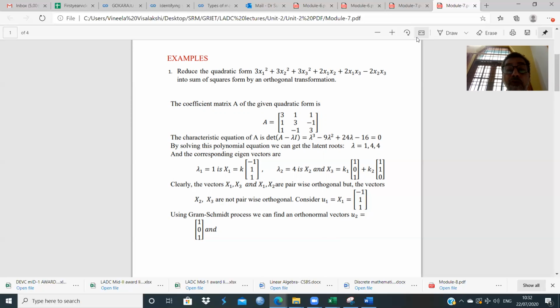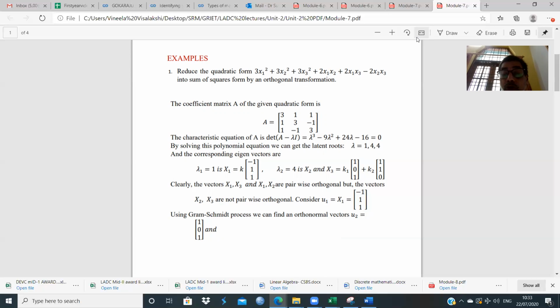So from the quadratic form, first we write the symmetric matrix [3 1 1; 1 3 -1; 1 -1 3], where the diagonal elements are the coefficients of the squared terms in the quadratic form. So you find the characteristic equation and the eigenvalues as 1, 4, 4. Eigenvalues are also called latent values, and corresponding to lambda equals 1, the eigenvector is (-1, 1, 1). Corresponding to lambda equals 4, we get (1, 0, 1) and (1, 1, 0).